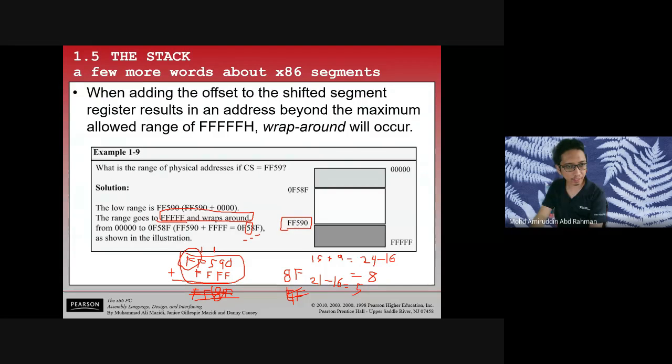And then you add 1 here. So F plus F, so 15 and 15. 15 plus 15 plus 1, so 31. 31 minus 16.